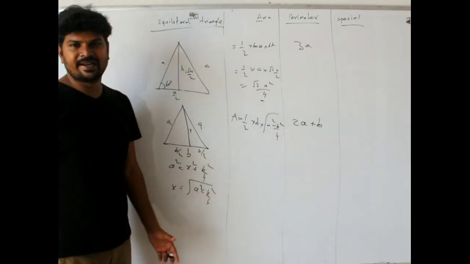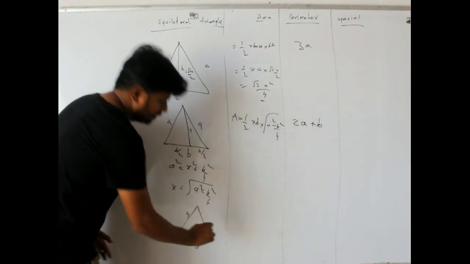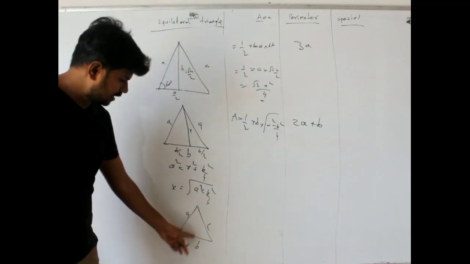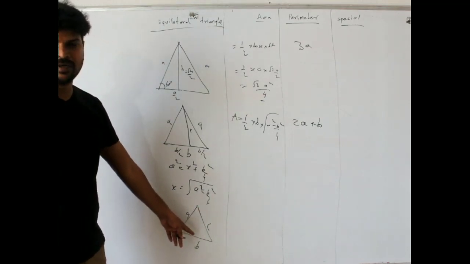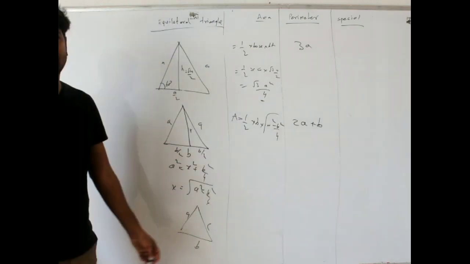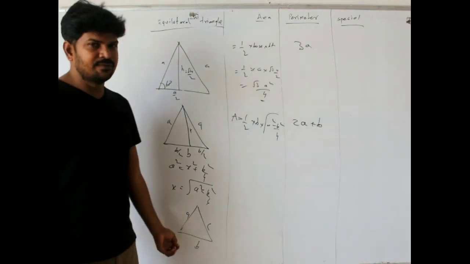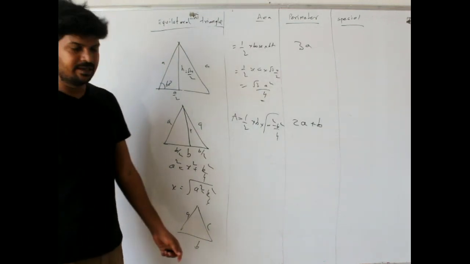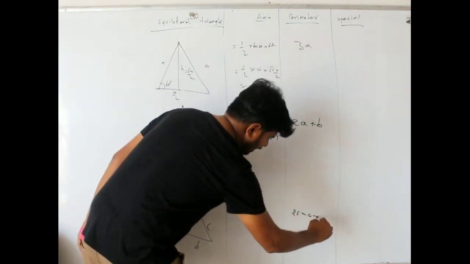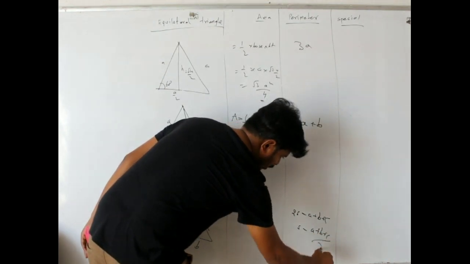Now if you have a scalene triangle, where all sides are not the same, A, B, C, it is very difficult to find the area, because drawing a height here will give you different heights, since the sides are not the same. The perimeter is nothing but A plus B plus C. For a scalene triangle, if you want to find the area, you have a formula: if the perimeter is equal to 2S, which is equal to A plus B plus C, then S is equal to A plus B plus C by 2.